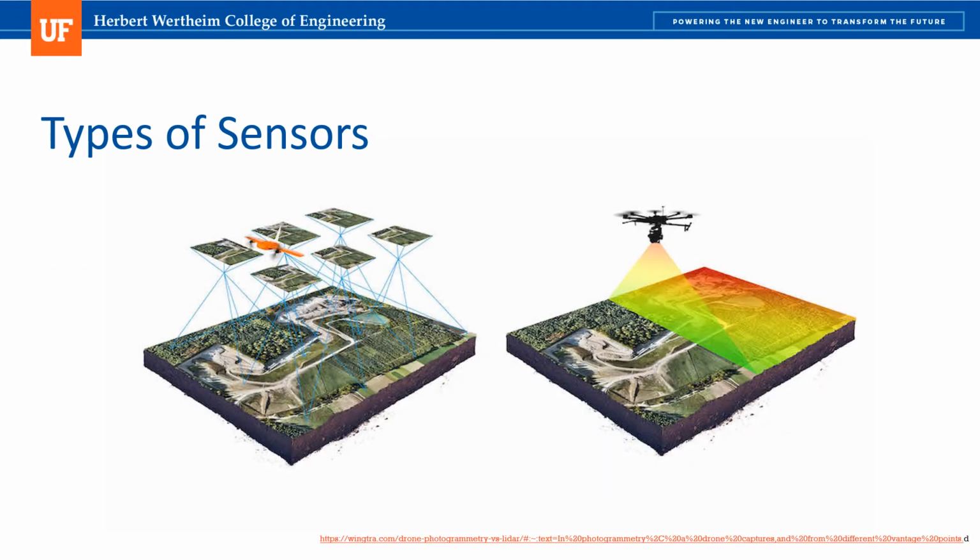In the left image, you can see how a typical photogrammetry flight works. An aircraft captures images along a predefined path, and these images are stitched into a map with post-processing software. On the other hand, LiDAR works by emitting a series of laser pulses and measuring the distance from the scanner to the target.